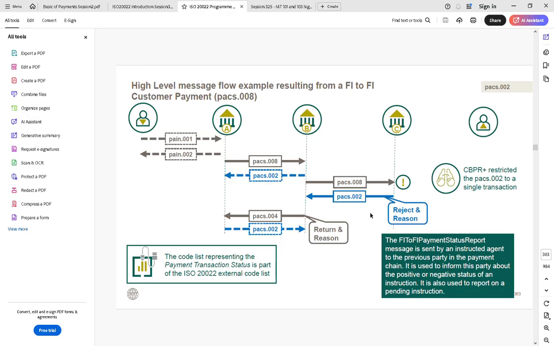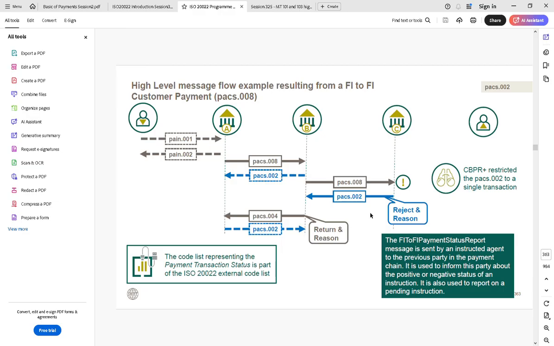A high level message flow example resulting from an FI to FI customer payment like PACS.008. So person A is sitting here on the left hand side initiating pain.001. One more thing: there is a status report of pain also, pain.001 has pain.002. Those are also there, but not widely used everywhere because it is guided by CGI-MP rules. But keep in mind its status is also pain.002. We are not going to discuss that part, but the widely used example is PACS.002, payment clearing and settlement.